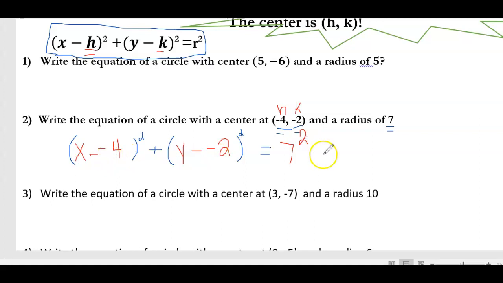Okay, so I write it down, then I use my algebra. So I know minus minus becomes a plus, right? So x plus 4, and I know that this side, the other side, the same thing, right?